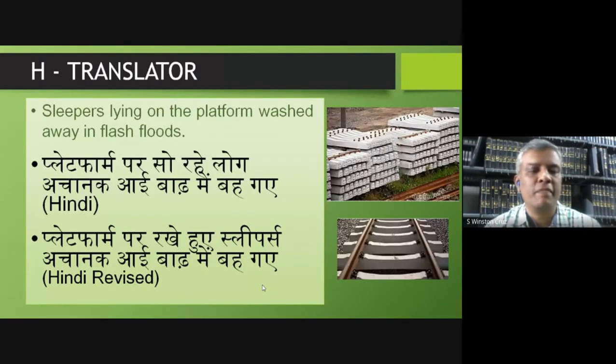Another translator: sleepers lying on the platform, washed away in flash floods. Again, that same sentence: "platform पर सो रहे लोग". So you see a new element being brought in and a new meaning to it. Sleepers lying, so lying here would mean what? Sleeping. "So rahe log achanak aayi baad mein beh gaye." So the people who are sleeping.